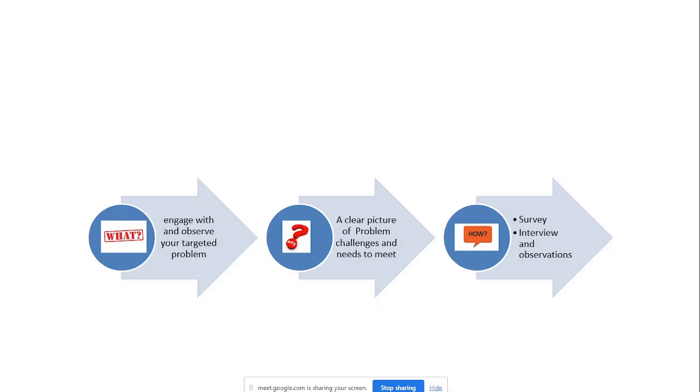What is the problem? After identifying the problem, you may go with the why question. The why question gives a clear picture of the problem and its challenges. After that, the how question is more important than why. So the how question is related to the literature review.